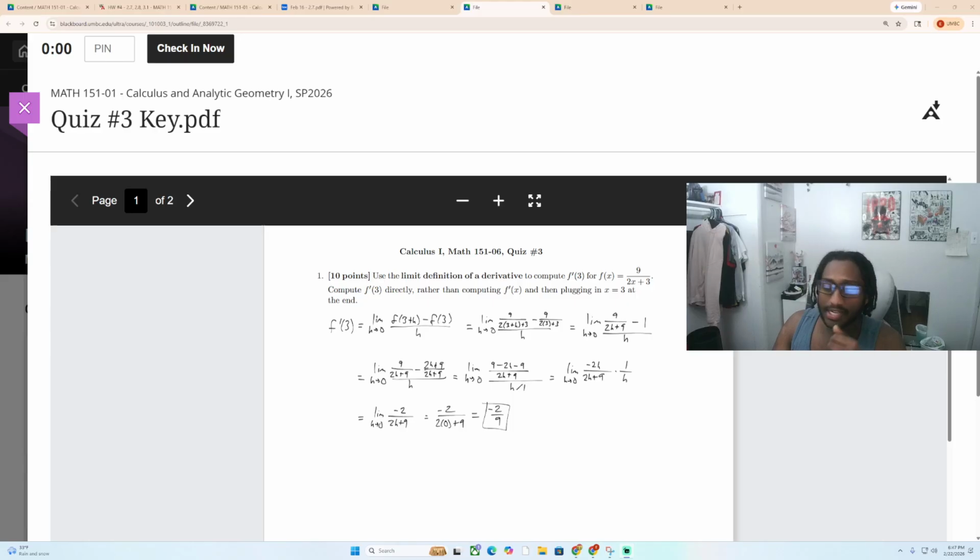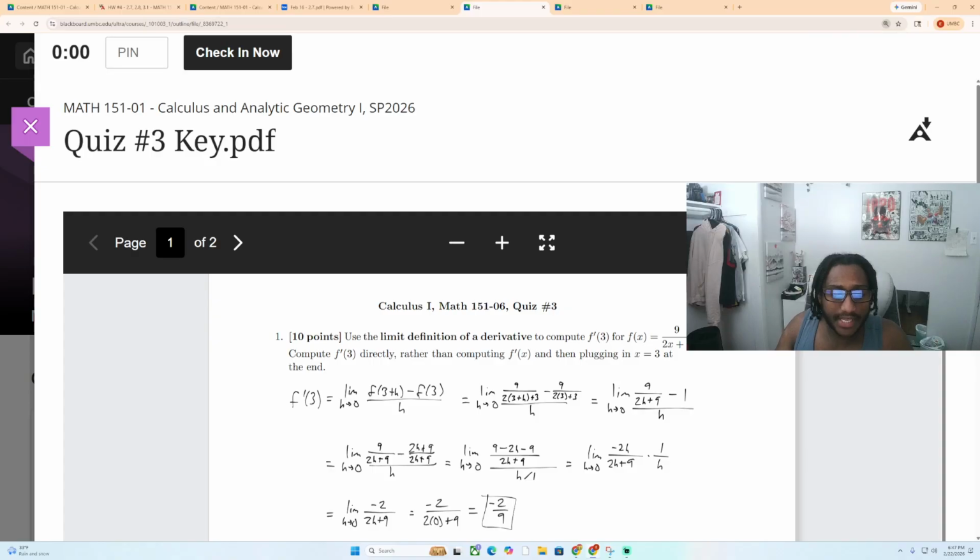So, I wanted to take the time to explain to y'all this question. Use the limit definition of a derivative to compute the first derivative of f at 3 for f(x) equals 9 over 2x plus 3. Compute the first derivative at 3 directly rather than computing the first derivative of x and then plugging in x equals 3 at the end.